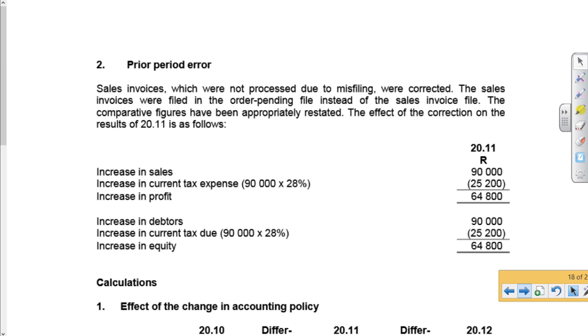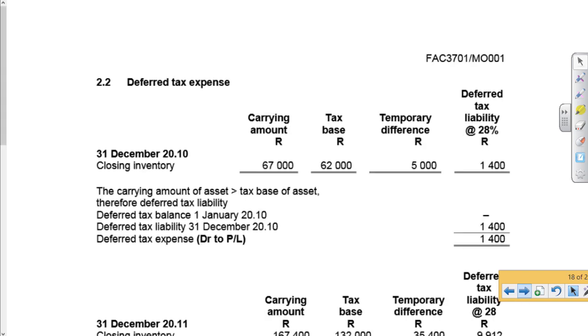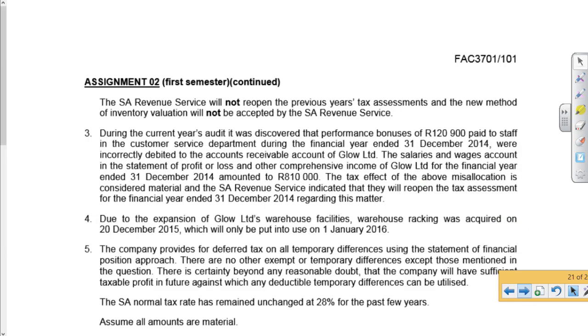The effect of correction on results is an increase in sales of 90 and an increase in tax expense of 28%. And then an increase in debtors of 90 and an increase in current tax due of 28%. I see they didn't put the VAT in. I probably would have put the VAT in. I would have put debtors at 114 and a VAT payable at the 14. Well, not 114. 90 plus VAT, and then the VAT piece as a VAT payable. That would have been more correct. But maybe they don't expect that you know that at this stage. I'm not sure. All right, so that's a prior period error.